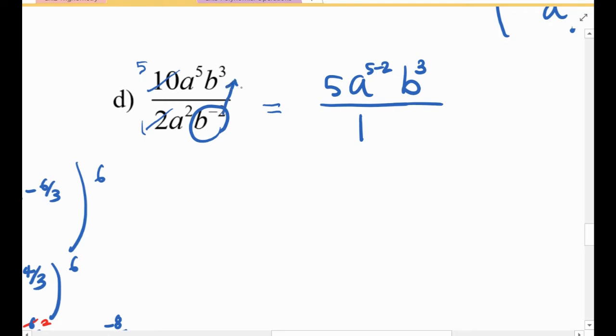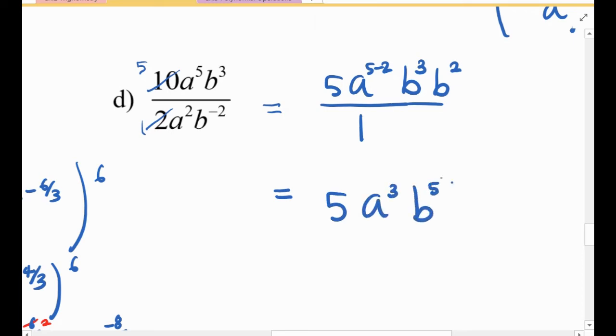So change the location. You're going to move it to the top and make the exponent positive. Okay? Alright. So it becomes 5a cubed b, 3 plus 2 is 5. So the answer is 5 times a cubed b to the power of 5.